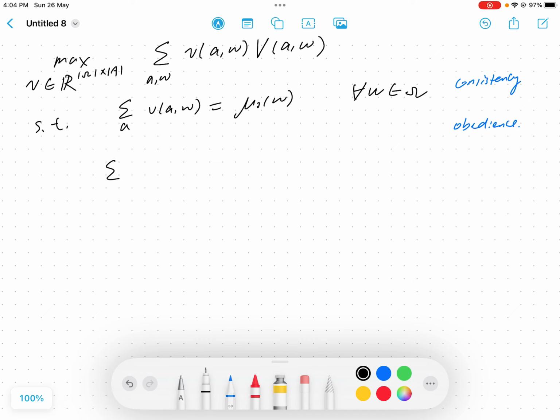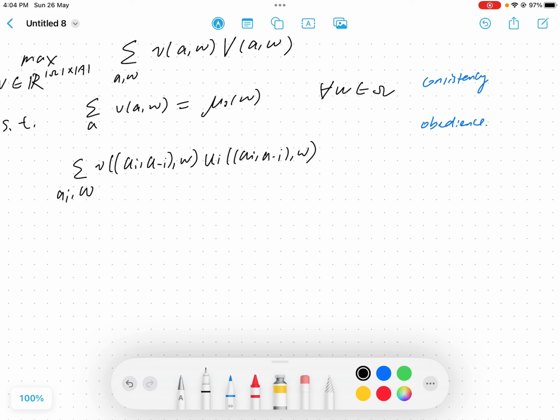So this is the summation over a_{-i} and omega, and we have an inequality here: the summation of v(a_i, a_{-i}, omega) times u_i(a_i, a_{-i}, omega). So this should be small v. Don't mix up this v with the big V. So this is small v here. This is just the outcome, and times u_i(a_i, a_{-i}, omega). Okay.